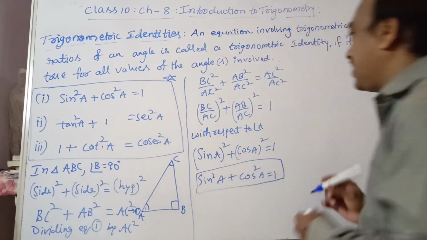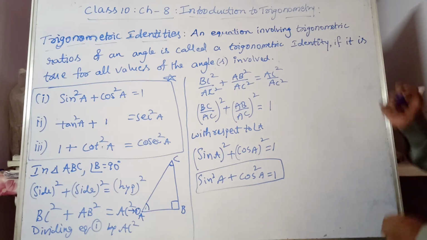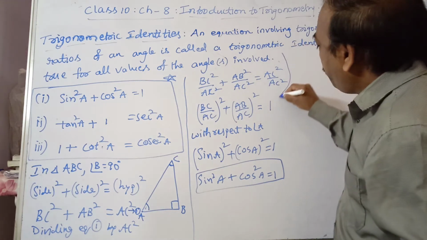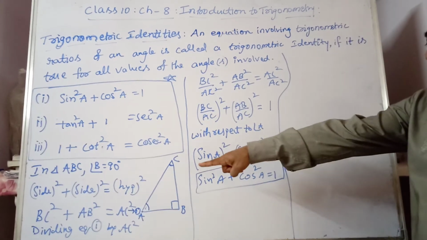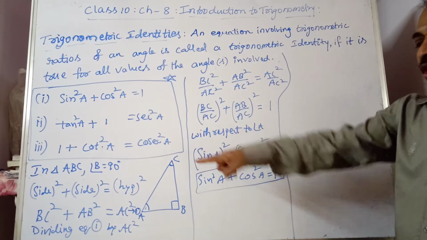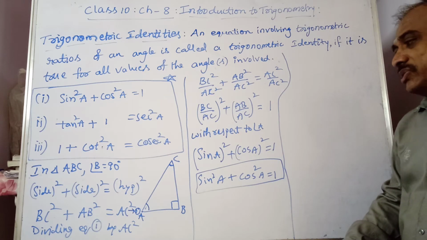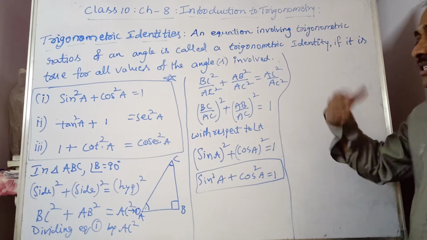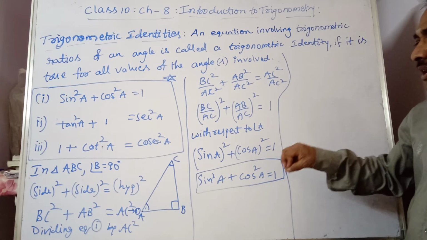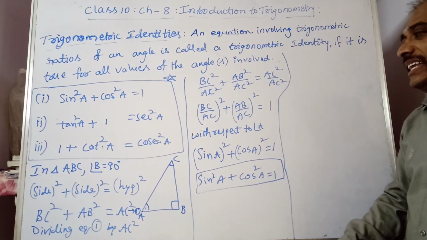We got the first identity. Now you see the whole equation. Which is the first equation now? First equation is this. So first equation is BC square plus AB square is equals to AC square. Now if you divide the whole equation with some other, then you will be getting the second identity.